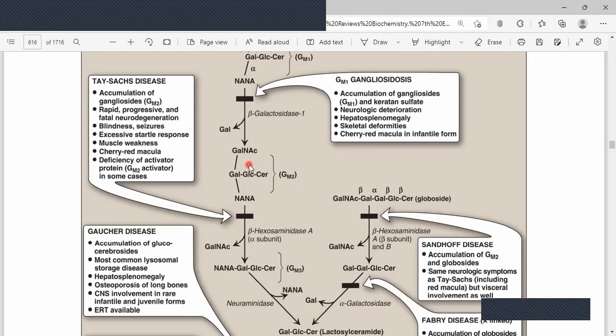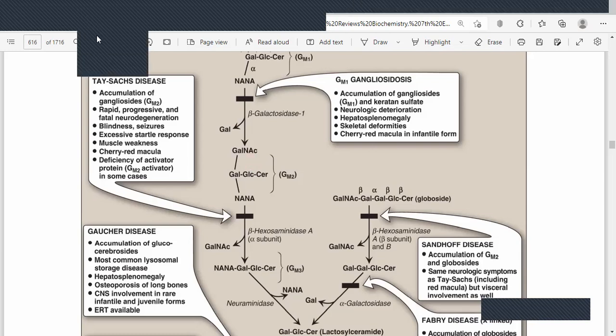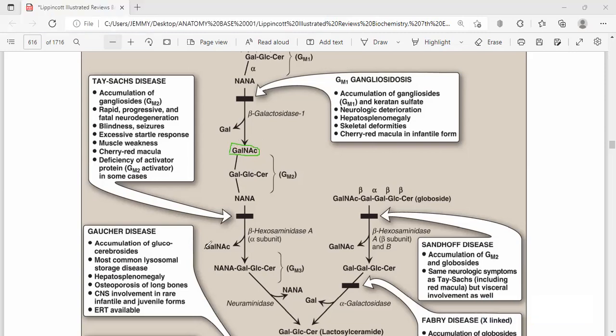It can also be caused by not only deficiency of the enzyme, but also deficiency of the activator protein, the GM2 activator. Maybe you don't have the protein which activates that enzyme. So that is Tay-Sachs disease, accumulation of GM2 due to deficiency of the alpha subunit of beta hexosaminidase A. I hope you have seen how we are removing the N-acetylgalactosamine, GalNAc. After removing, this is what we remain with.